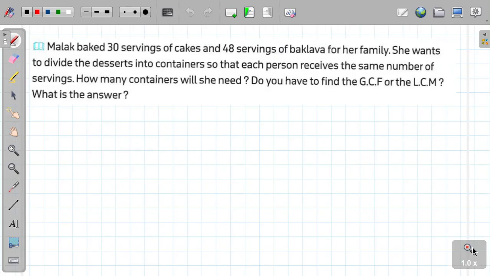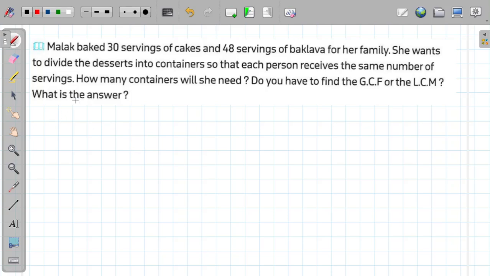Next, I have: Malak baked 30 servings of cakes and 48 servings of baklava for her family. She wants to divide, and the first keyword appears, she wants to divide the dessert into containers so that each person receives the same number of servings. How many containers will she need? Do you have to find the greatest common factor or the least common multiple? And what is the answer?